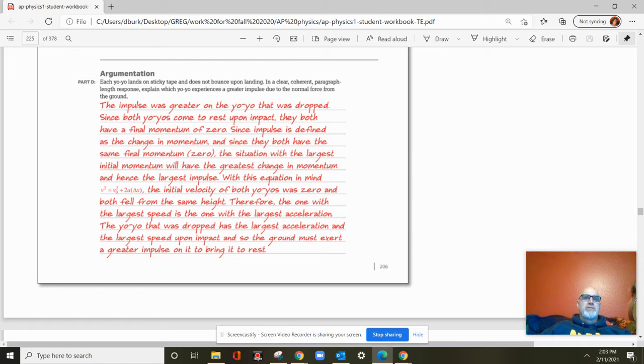Each yo-yo lands on sticky tape and does not bounce upon landing. Wow, that's a neat trick. In a clear, coherent paragraph, explain which yo-yo experiences a greater impulse due to the normal force from the ground. Well, I'm thinking the dropped yo-yo hits harder. Bam, right? Because it's going faster when it hits. It's got more kinetic energy. It's got more momentum. It's going to hit harder, and it's going to have more impulse.